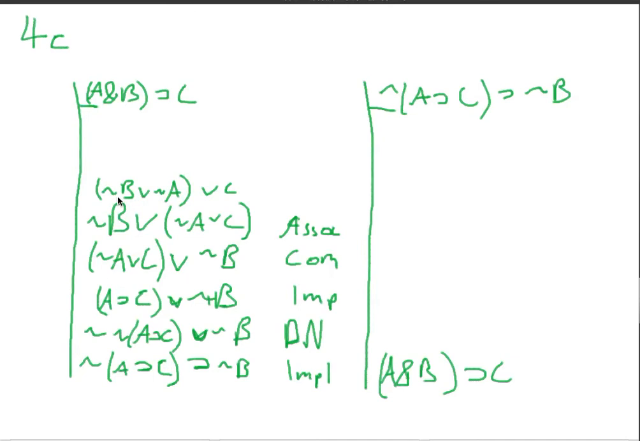And now that I have A and B, at least side by side here, now I can use commutation again to reverse them. So I can go not A or not B or C. This will be by commutation.